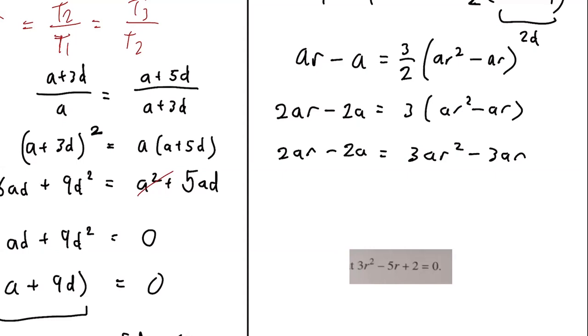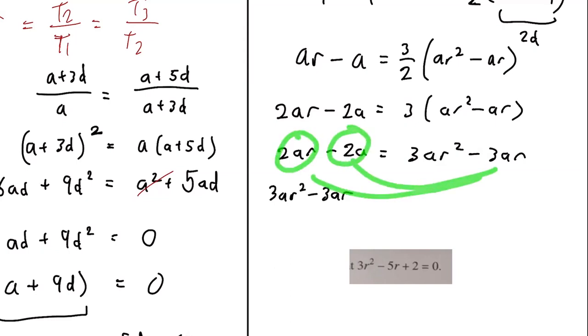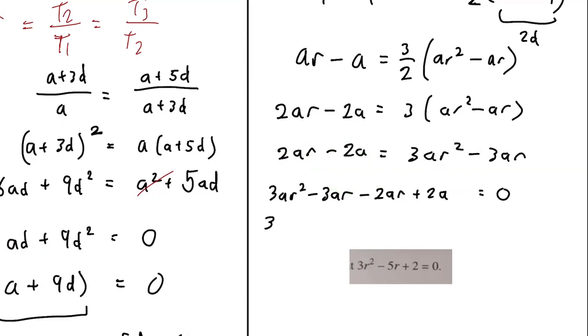I see that I have 3r squared. I want 3r squared, but I have 3ar squared. So what should I do with my a? I should divide by a, right? So maybe at this stage, not divide. I should just bring everything over to one side. So 3ar squared minus 3ar. Then these two terms bring over. I get minus 2ar plus 2a equals 0. Simplify. Minus 3ar minus 2ar is minus 5ar, and plus 2a equals 0.